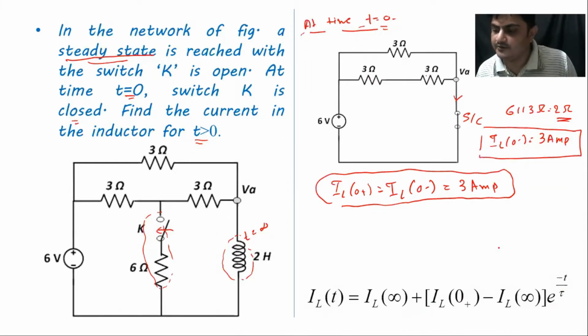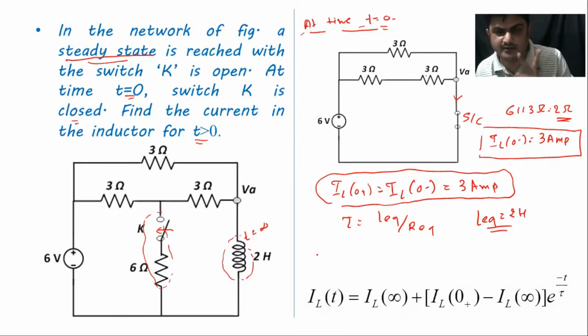Then we also want to calculate tau, that is equal to L equivalent divided by R equivalent. For L equivalent, there is only a single inductor, so L equivalent is equal to 2 Henry. So one parameter is clear, that is L equivalent.